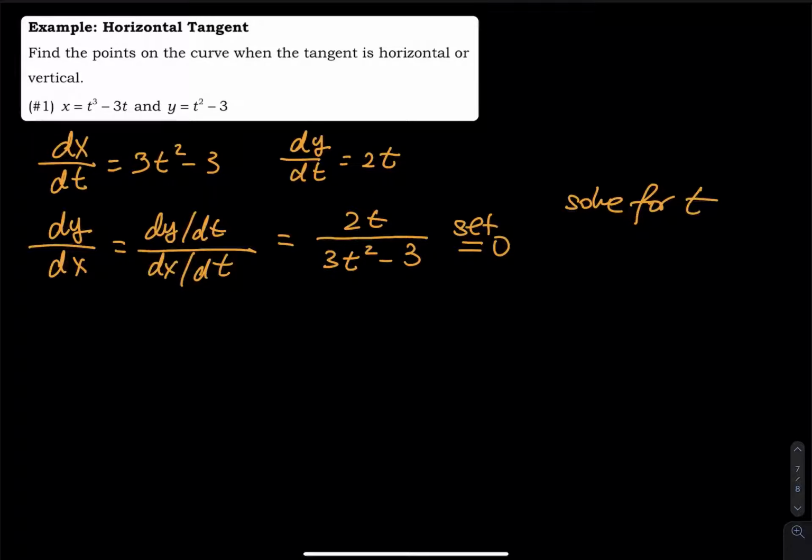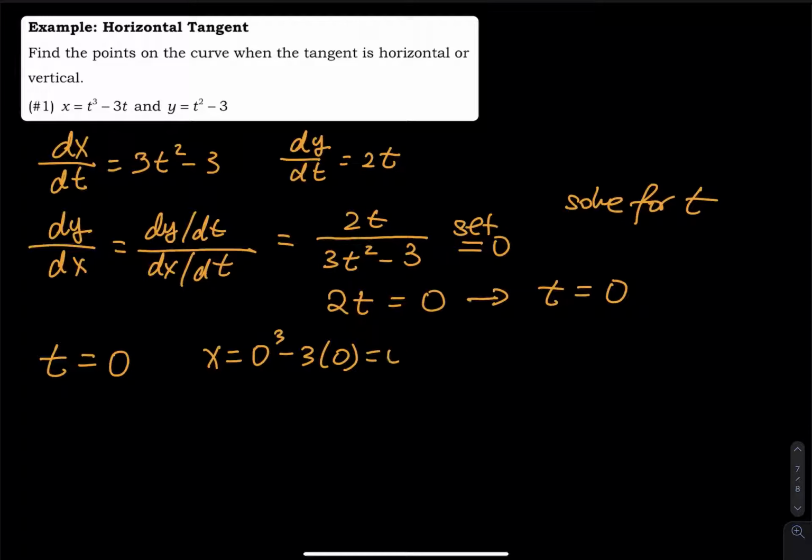So how do you solve for t? The top divided by the bottom equals 0. The only way to get this is the top must be equal to 0, or you multiply the denominator on both sides. So that tells me when t equals 0, there is a horizontal tangent. So when t equals 0, can you tell me the location? T is a parameter. So x equals 0 to the third minus 3 times 0, that equals 0. Y equals 0 squared minus 3, that equals negative 3. So the point is 0, negative 3. All right, so at this point, the parametric curve has a horizontal tangent.